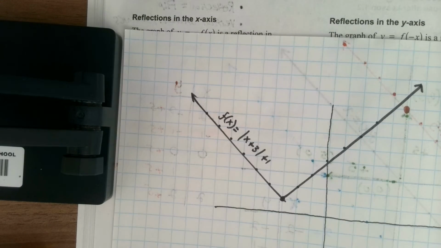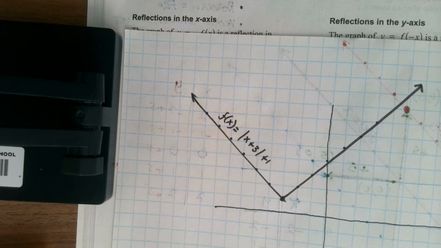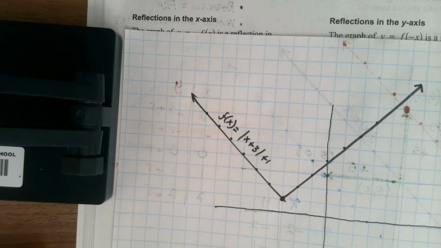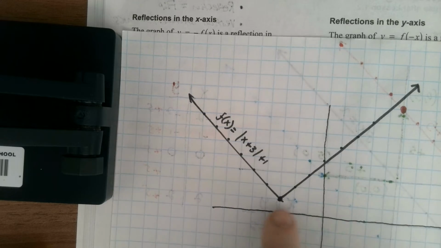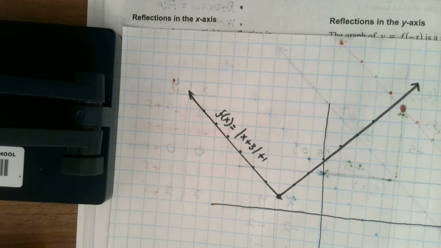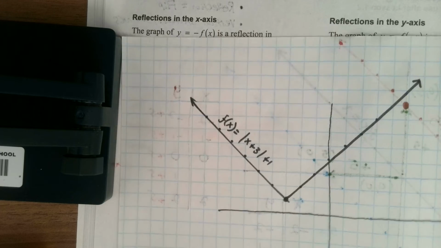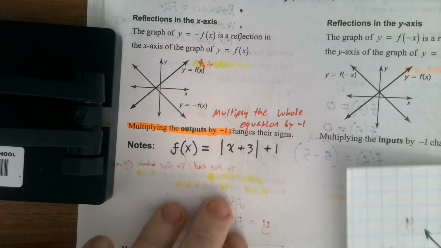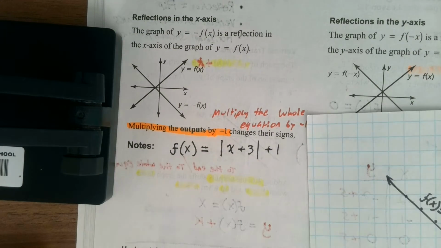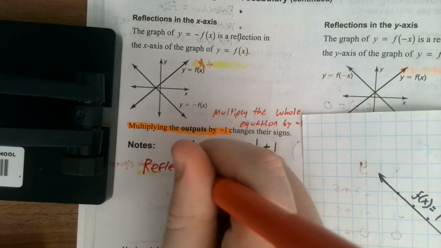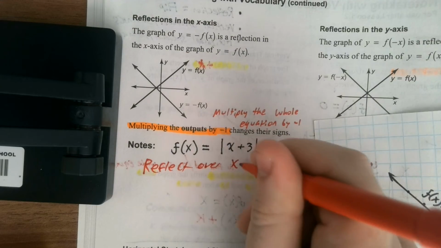Here is the graph of that absolute value function. f of x equals the absolute value of x plus 3, plus 1. It's shifted left 3 and up 1. That's the function. But we're not talking about shifts right now. We want to do a transformation. We want to flip this over the x-axis by multiplying by negative 1. We want to reflect over the x-axis.